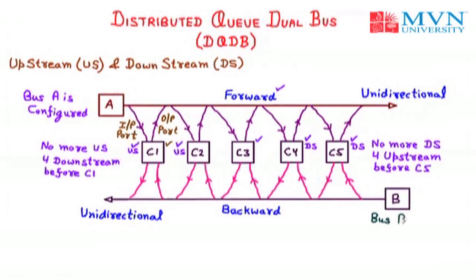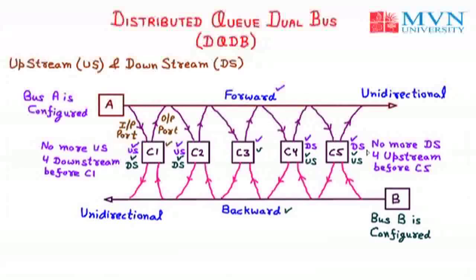Now let us suppose the bus B is configured. As bus B is configured, the data will be transferred in the backward direction. If I am talking about the system numbers C1 and C2, they are downstream with respect to system number C3. If we talk about system numbers C4 and C5, they are upstream with respect to system number C3. So that means if we are using bus A, C1 will act as the upstream, otherwise if we are using bus B, it will act as the downstream.